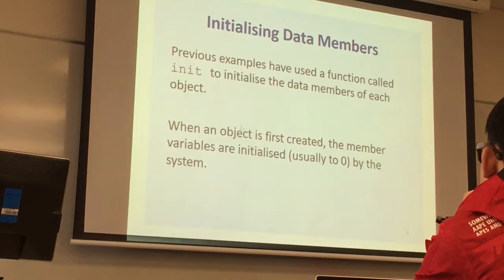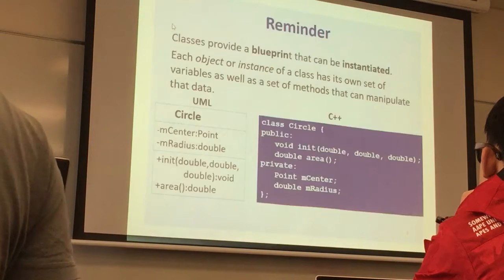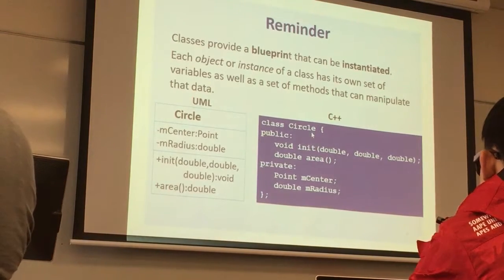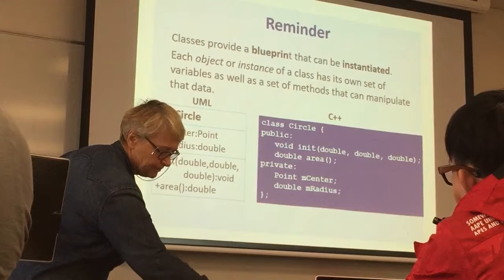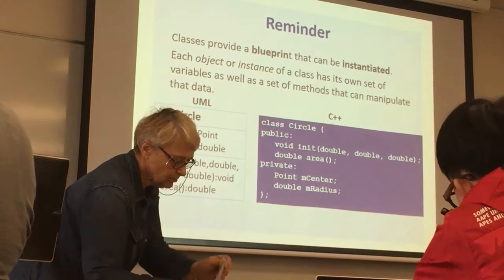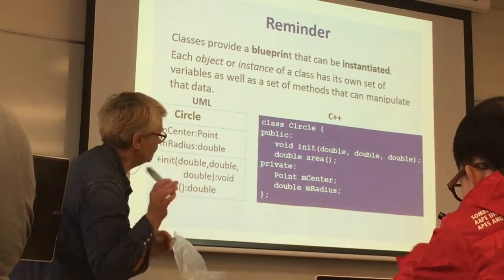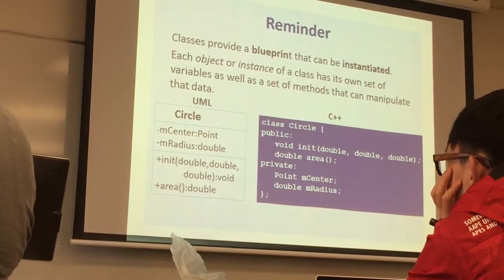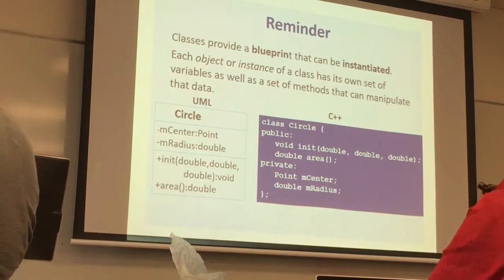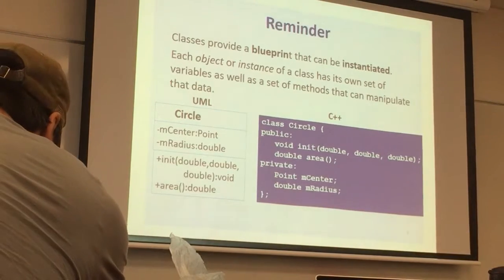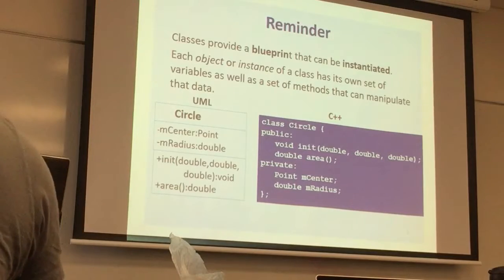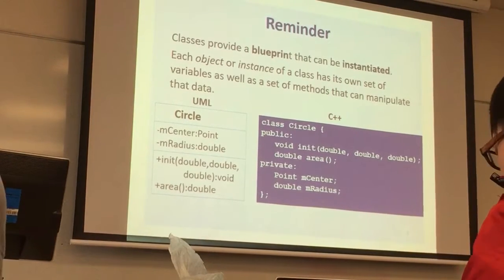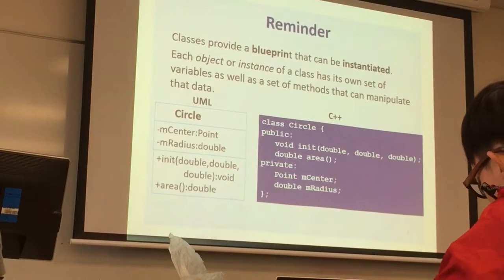With our class, we can define an object of this type, Circle c inside main. And then we can say cout c.area.